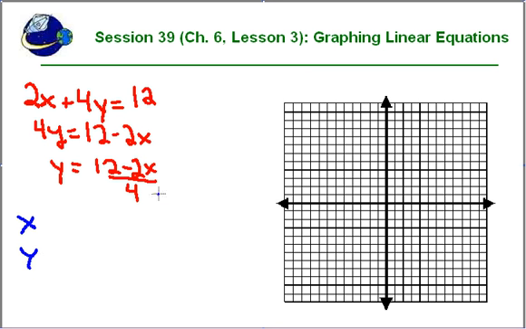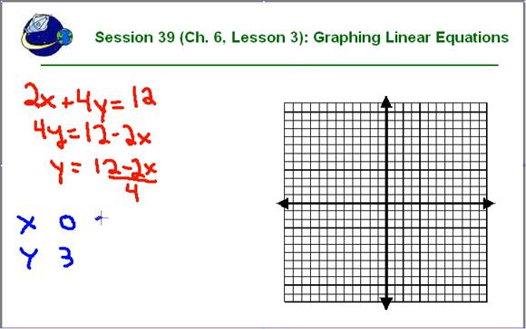Here's our formula. Oftentimes it's helpful to choose one of the variables to be 0. Since we have x over here at the right, let's go ahead and make that a 0 and see what happens. 2 times 0 is 0. 12 minus 0 is 12. 12 divided by 4 is 3. So when x is 0, y is 3.